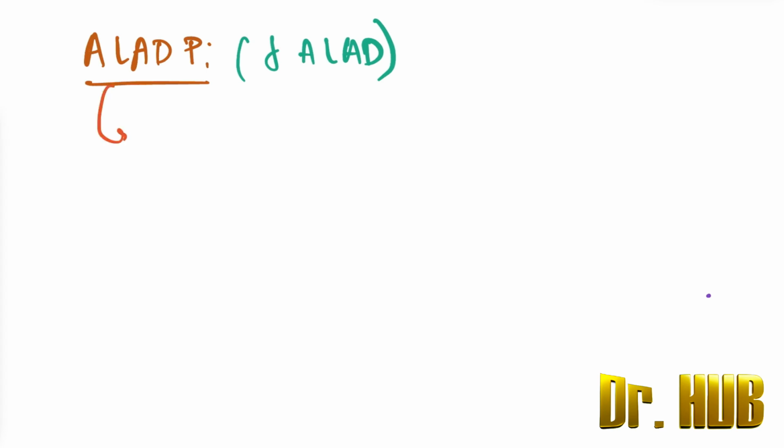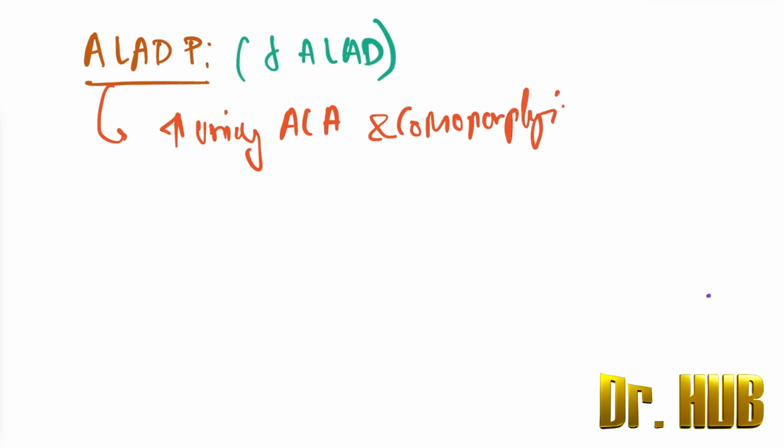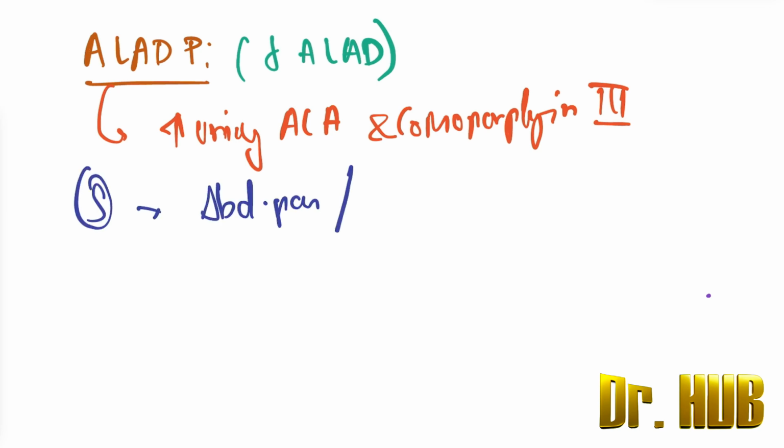So in the ALADP there is an increase in the urinary ALA and the coproporphyrin 3. Next is, what are the symptoms? The symptoms involved are abdominal pain as well as the presence of neuropathy.